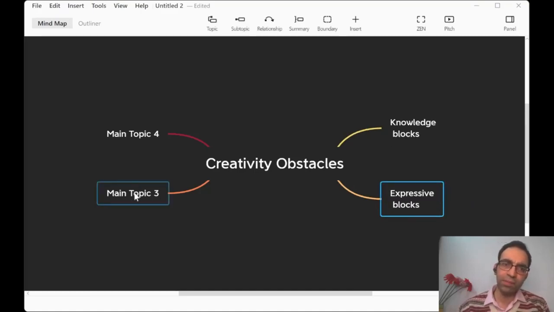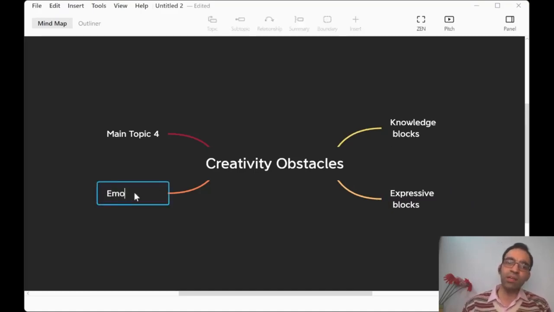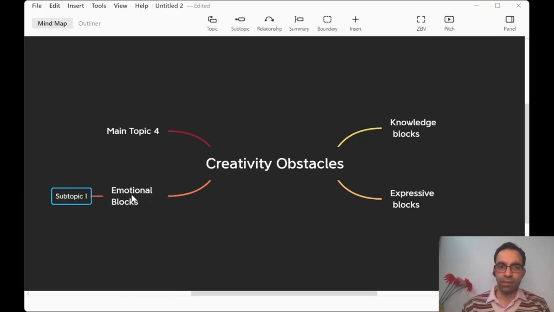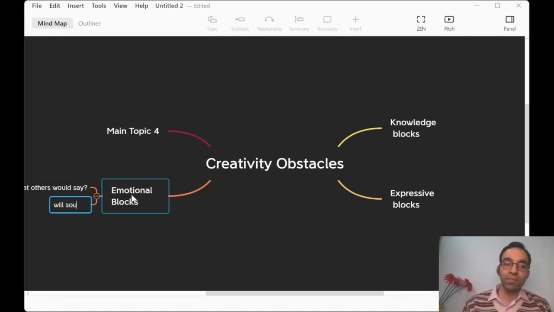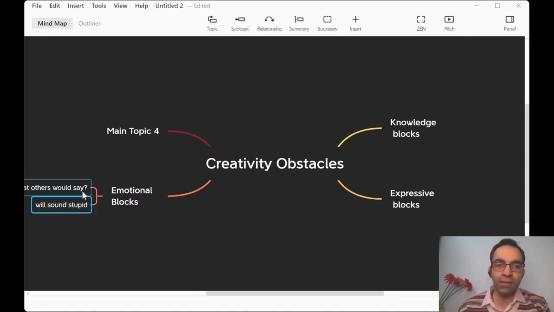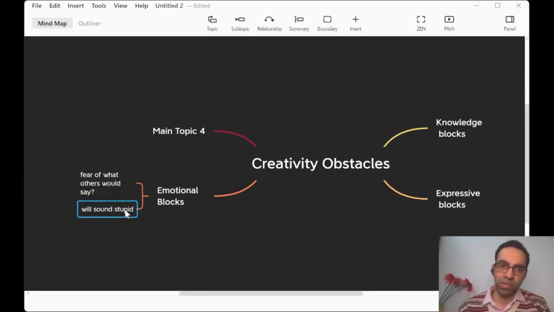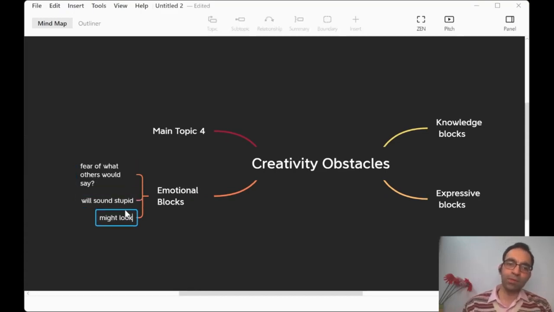Has it happened with you? Oh, if I say this use, then others will laugh at me. Emotional blocks. I will feel bad about it. Has it happened? Yes, sir. As you said, white powder, I thought of using it on carom boards, but then I thought that it's kind of stupid. Yeah, fears of what others would say, that it will sound stupid. Not just stupid, but maybe childish. Okay, others will laugh at me. Might look childish. Okay, let us put it like that.